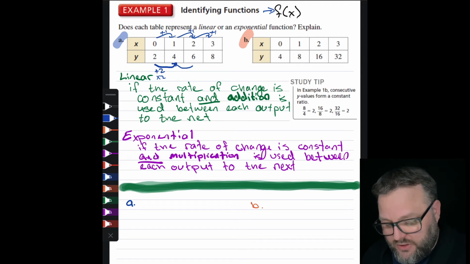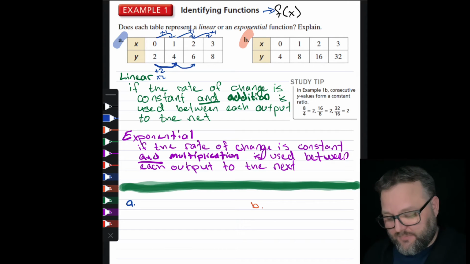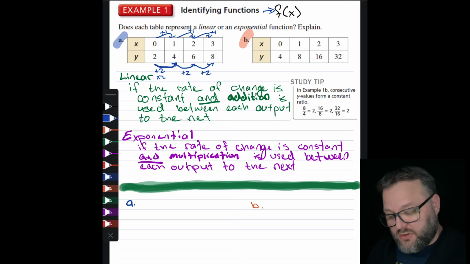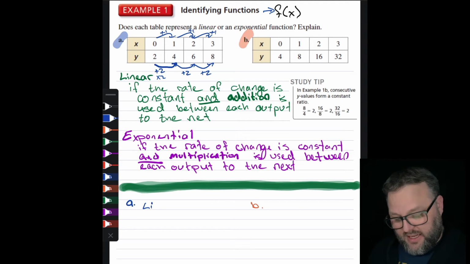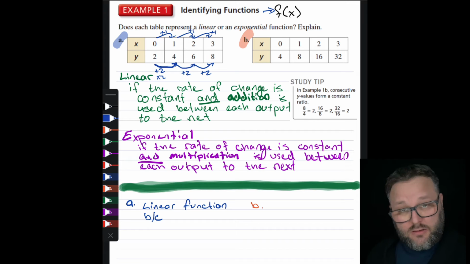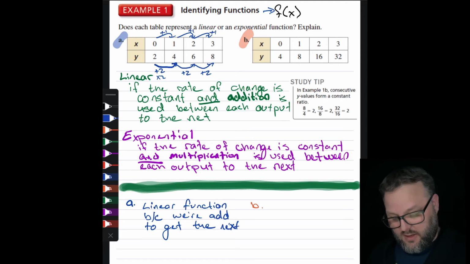The question is, which one are we having to do to get to the next? I can't take 4 times 2 to get 6. So that means I'm adding. And again, I'm adding. That's my overall consistency I'm looking for. So A represents a linear function because we're adding to get the next output.